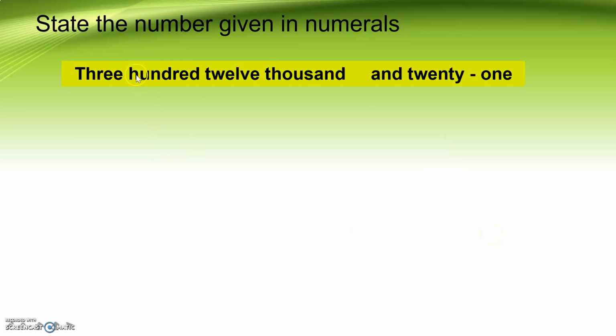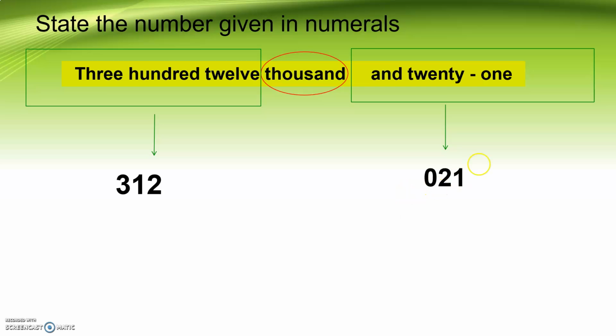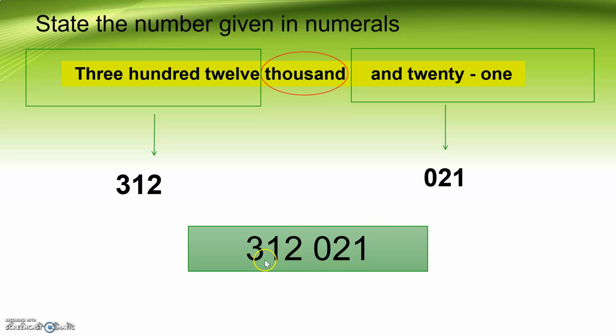Another example. 312,021. Circle the thousand. Okay, before thousand, 312. So after the thousand, 21. So how to write 21? Just now we circled 3 digits, right? So make sure you have 3 digits here also. 0, 2, 1. 021. So 312,021.